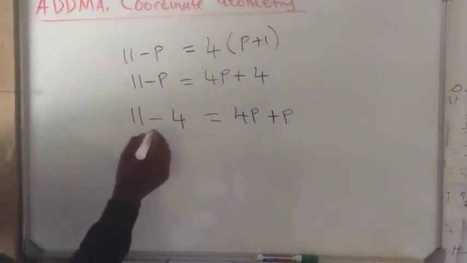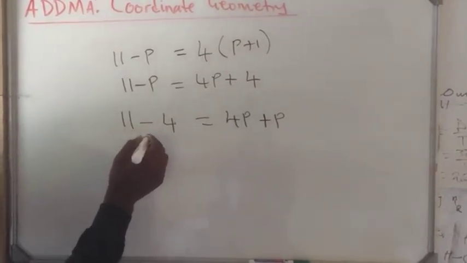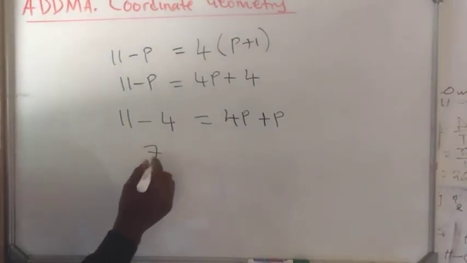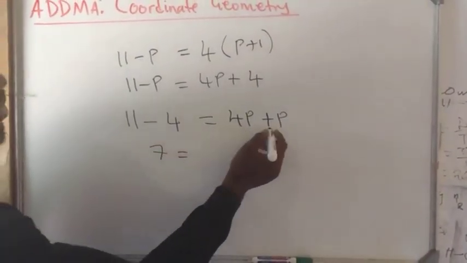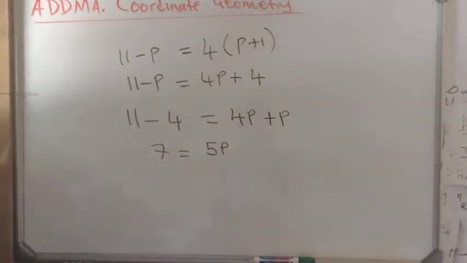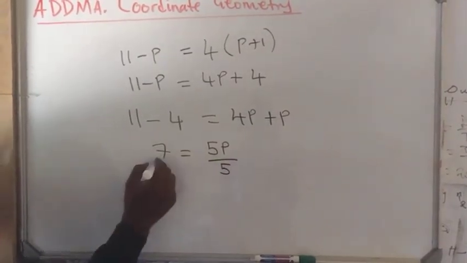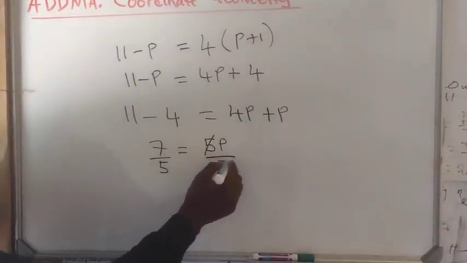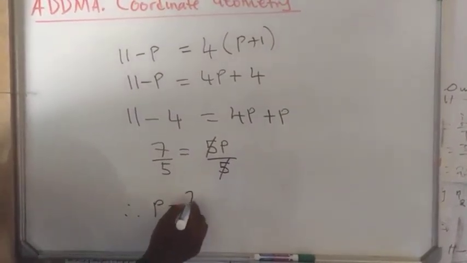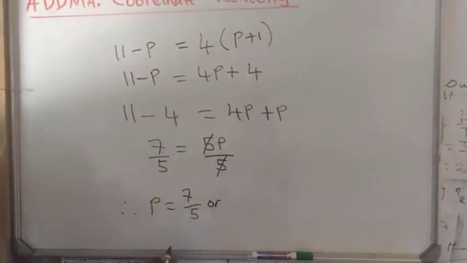So you do the subtraction here. 11 minus 4, you get a what? A 7, equal to 4p plus p. You're going to get 5p. So our main interest is finding the value of p. So we are going to divide both sides by 5. So this 5 and this 5 you cancel. Therefore, p is equal to 7 over 5, or you can leave it as a mixed fraction.